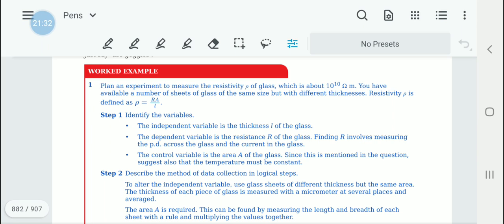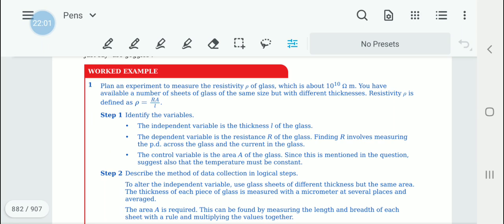Now we need to identify the variables. Now what are we changing? They have given glasses with different thicknesses. So we change the thickness of the glass. So the independent variable is the thickness of the glass. The thickness is identified as L of the glass. Then what is the dependent variable? The resistance of the glass. So we are going to find R.